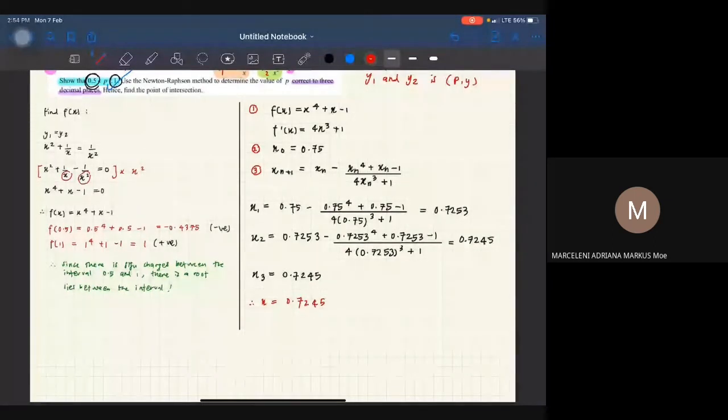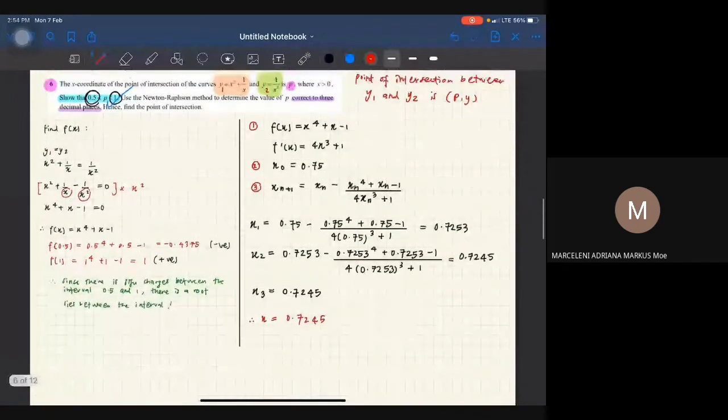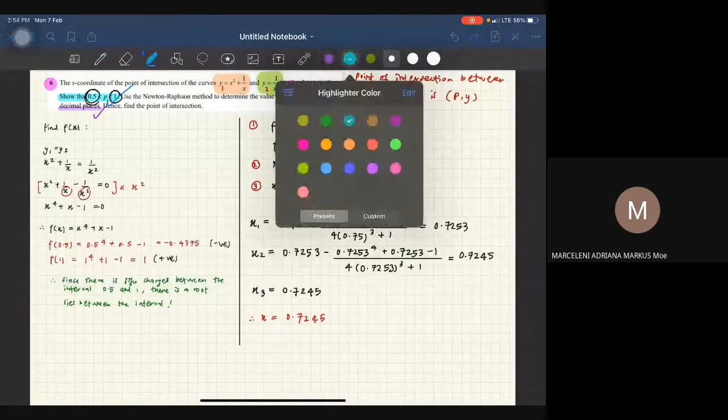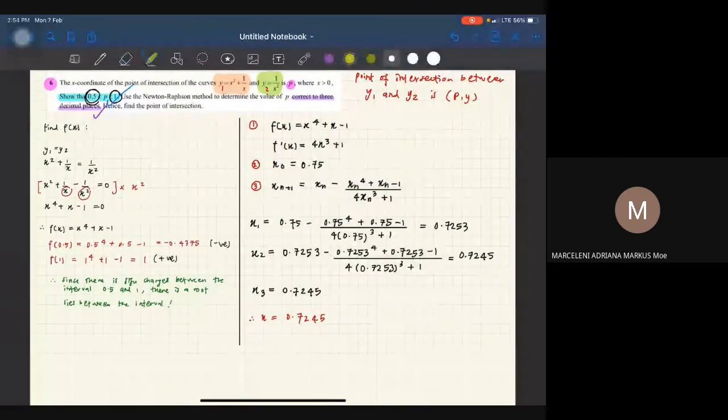Okay. Alright. So itu adalah using Newton-Raphson method. So itu adalah second part. Yang purple tu. Saya tahu. Okay. So yang lastly soalan minta apa? Warna kuning. So soalan cakap dekat situ.